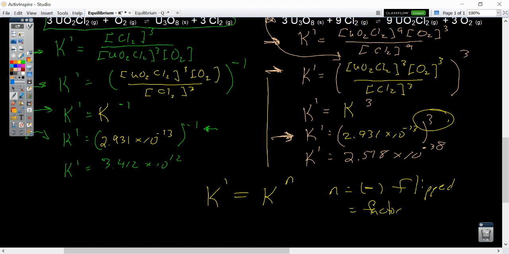So just plug in your value of K, throw in an exponent. Don't be intimidated by it, and just hit solve on your calculator. You'll be good to go.